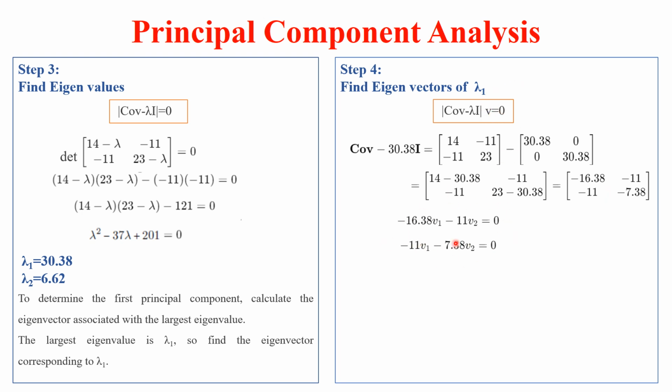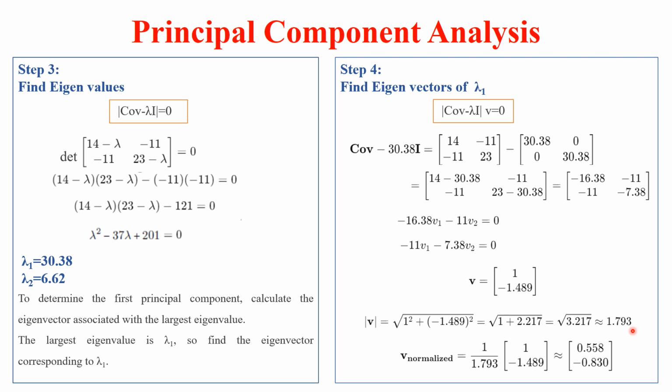So we get two linear equations. Now, upon reducing these linear equations, the vector is obtained as 1, minus 1.489. Now, if we want to normalize this vector, we need to find the magnitude value of this vector. The formula is root of v1 square plus v2 square. So 1 square plus minus 1.489 square. When we reduce it, it is approximately equal to 1.793. For normalizing, we take 1 divided by that scalar value into that vector, which is approximately equal to 0.558, minus 0.830. This is the eigenvector of lambda 1.